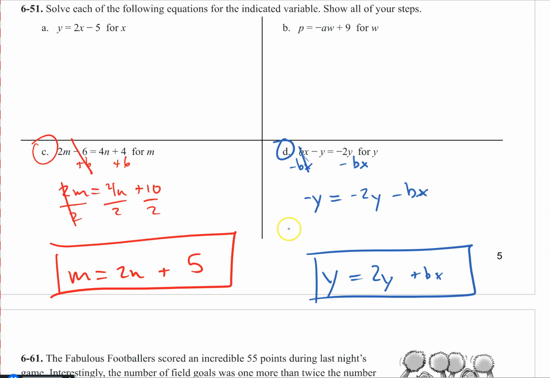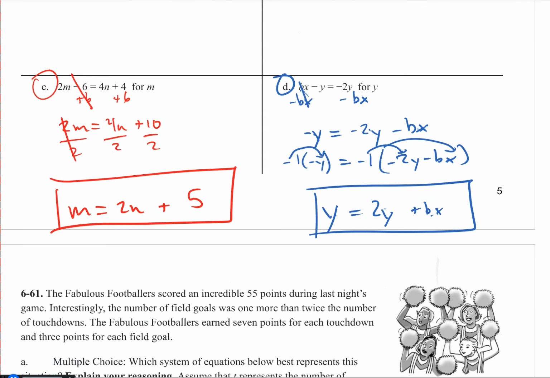Algebraically, what I just did there is negative 1 times negative y equals negative 1 times negative 2y minus bx. You multiply everything by negative 1. So negative 1 times negative y is just y. Negative 1 times negative 2y is positive 2y. And then that's how I got what I did. So the trick really is you just flip all the signs. Keep the numbers the same. That's 51.